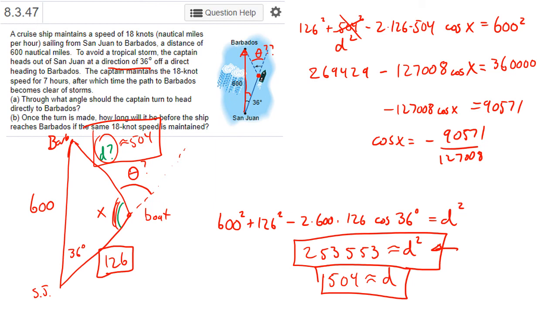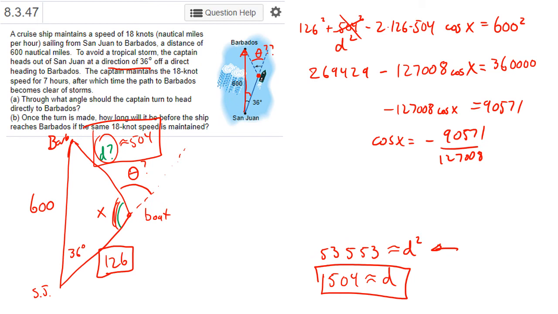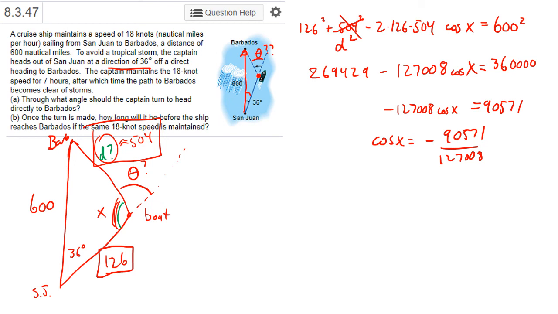Okay, I'm just going to clear up some space by erasing the stuff at the bottom. And therefore, the missing angle is the arc cosine of this quantity. Punching that into a calculator, arc cosine of minus 90,571 over 127,008. The calculator tells me 2.36 in radians.